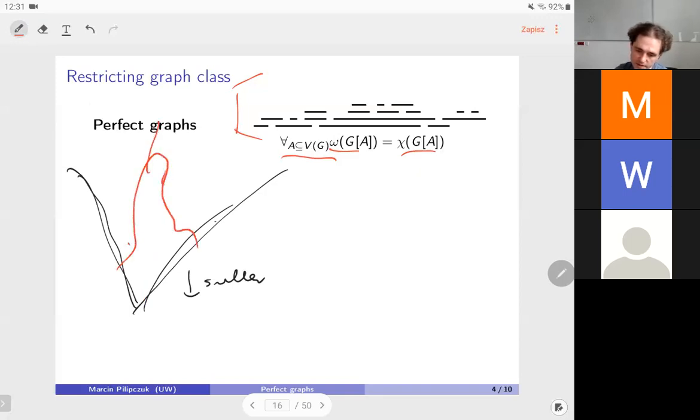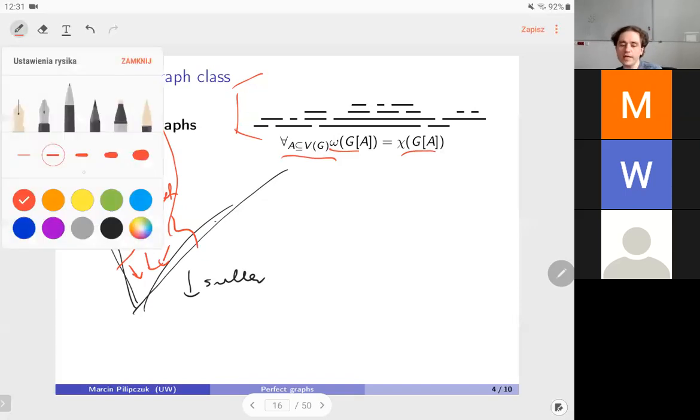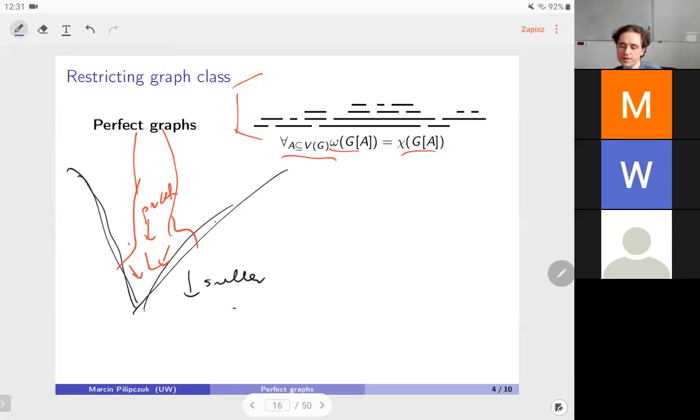Maybe actually they should expand. Sorry, I will just draw it like that. Okay, these are perfect graphs. So whenever you do the vertex deletion, you're still perfect graphs. And now the question is, what are the minimal guys that are not perfect? I mean, what are the guys that are in a sense perfect critical?